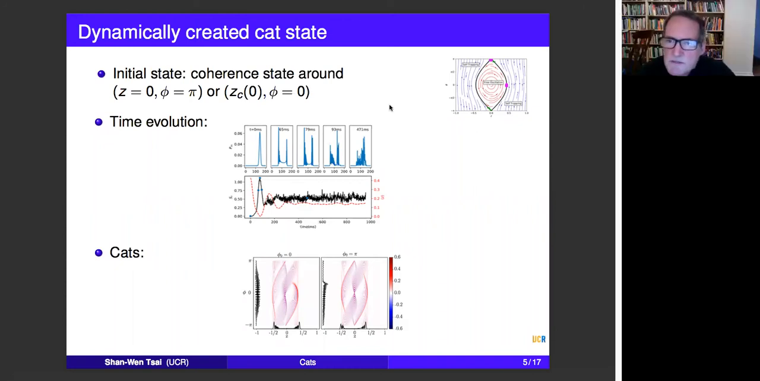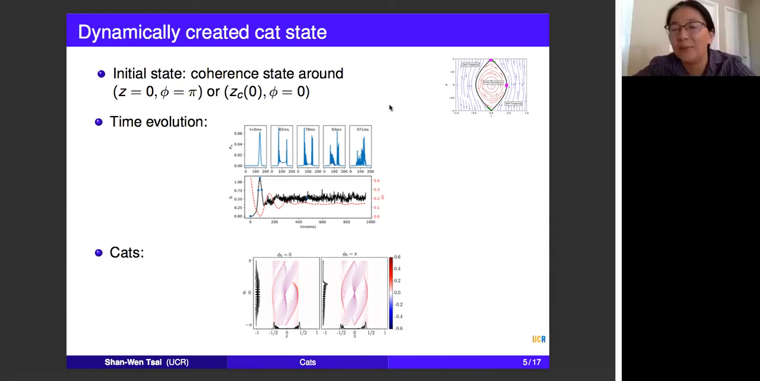Can I just ask a question? So to get this time evolution, are you integrating the Schrödinger equation? This is a quantum evolution that you're showing, is that right? This is a full quantum evolution done numerically. Yes, just doing full time evolution using Schrödinger's equation.